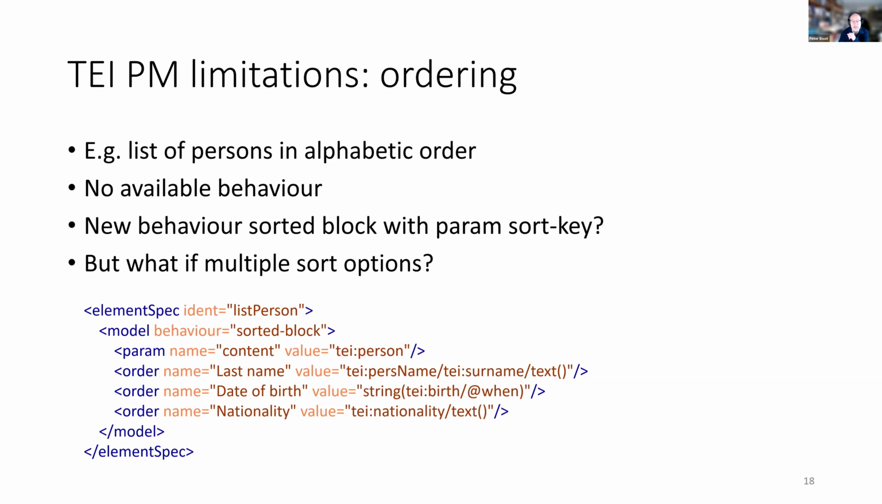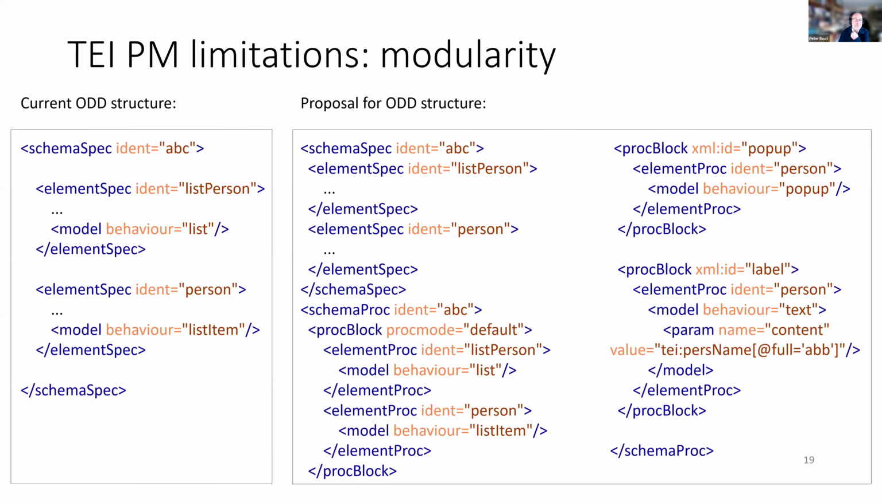So that's one thing. And the last thing that I want to discuss is perhaps the most complicated, and perhaps would also be the most controversial. As I mentioned, we have in the current ODD structure schema specification, element specification, and model elements within the element specification. And this setup necessarily leads to the effect that all processing has to be defined at the element level. I think this is unfortunate for a number of reasons.